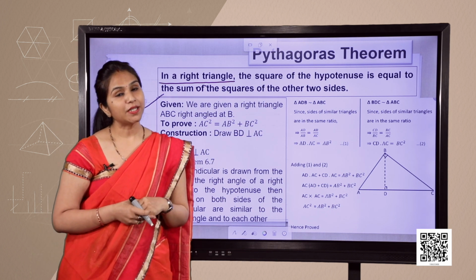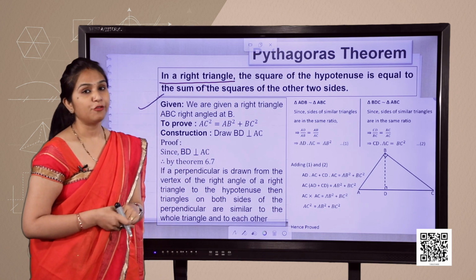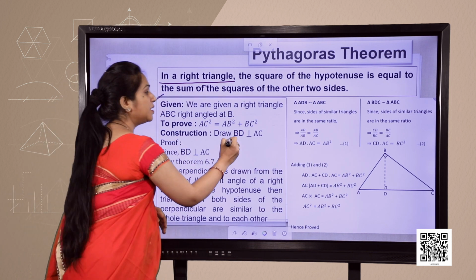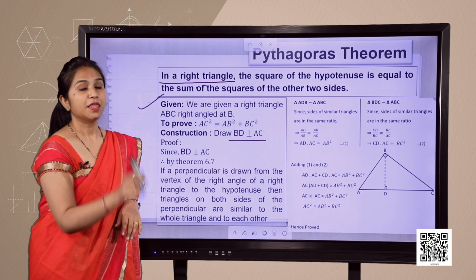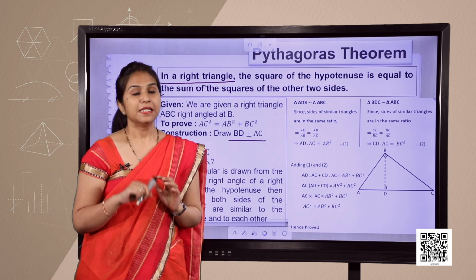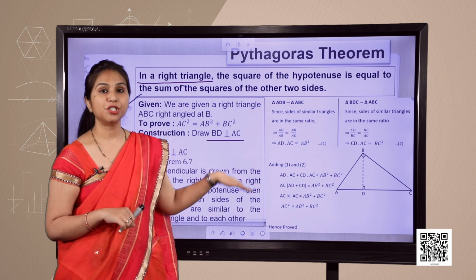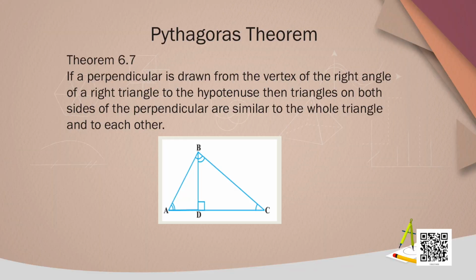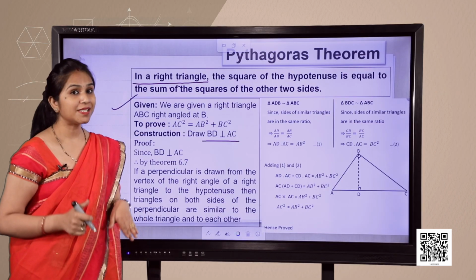Now, children, we are doing one construction here. From vertex B, we are making a perpendicular to the hypotenuse, that is AC. So, draw BD perpendicular to AC. Now, since we are going to start with the proof, it is given to you that BD is perpendicular to AC, and just in the previous session we discussed, when a perpendicular is drawn from a vertex to the longest side, then that perpendicular divides the whole triangle into two triangles, and both the triangles are similar to each other and they are similar to the whole triangle. So, use this concept here.